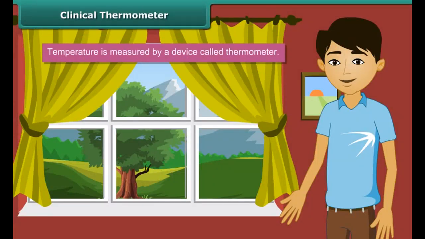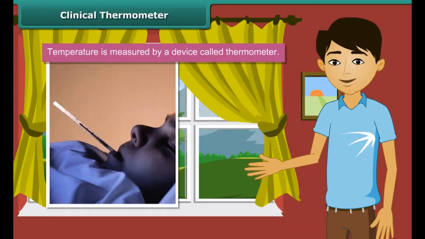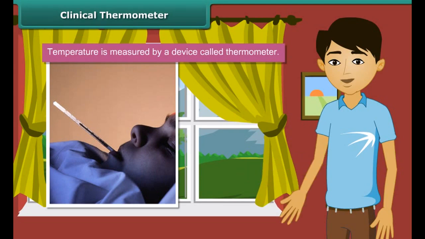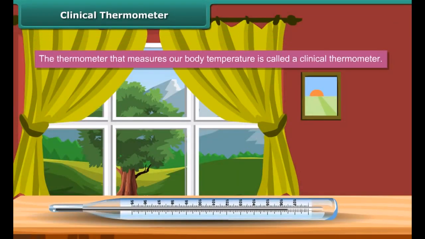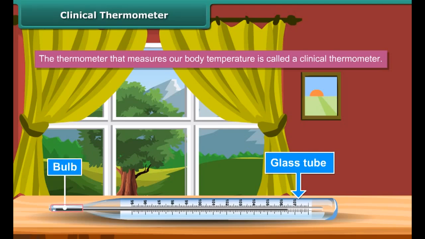Now that we have learnt about temperature, let us look at the device used to measure temperature. It is called a thermometer. The most common use of thermometer is to measure our body temperature. Such a thermometer is called a clinical thermometer. A clinical thermometer consists of a long, narrow, uniform glass tube. It has a bulb at one end filled with mercury. Outside the bulb, a small shining thread of mercury can be seen.